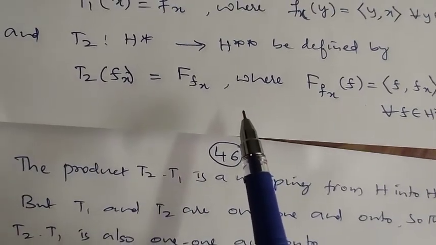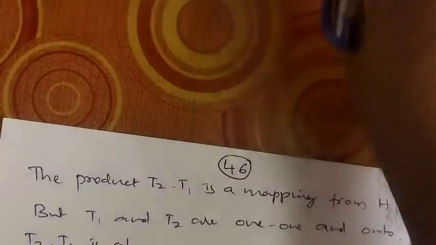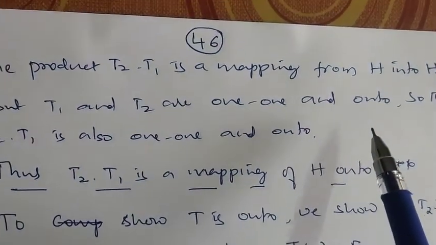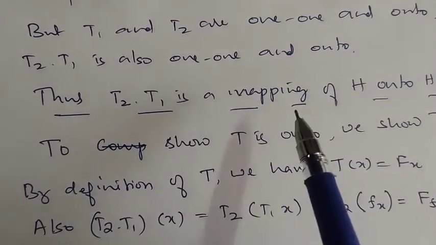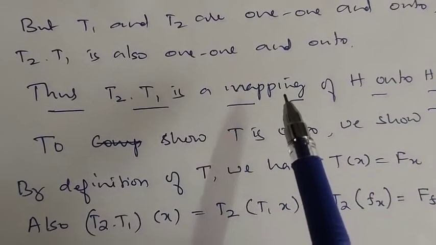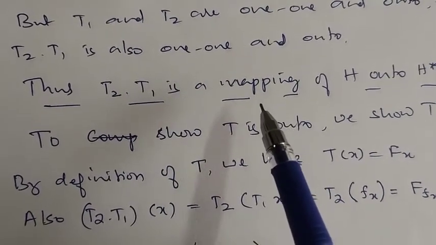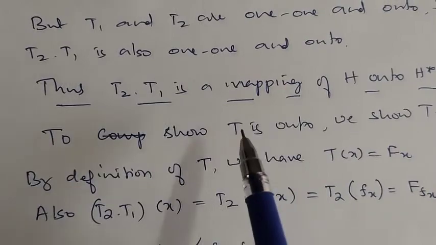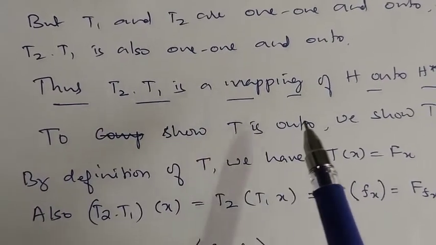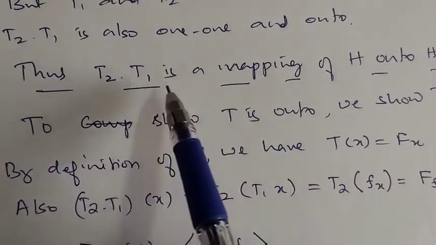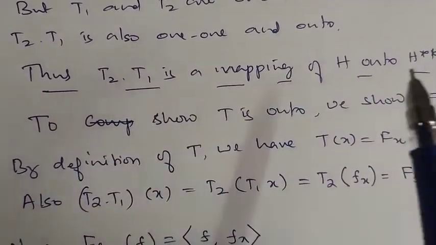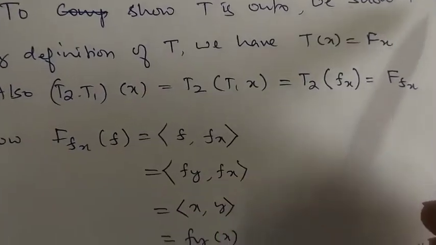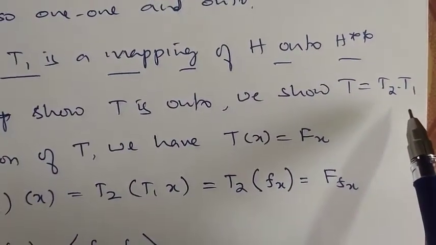Just now we have shown this. So T1 and T2 being 1-1 and onto means T2 into T1 is also 1-1 and onto. But our aim is to show T is onto. To show this, we show that T2 into T1 is the same as our T, because T is a mapping from H to H double star and T2 into T1 is also a mapping from H to H double star. So we show T2 into T1 is equal to T.